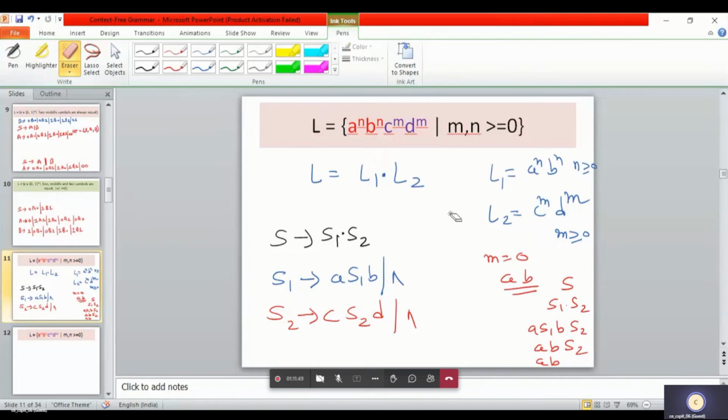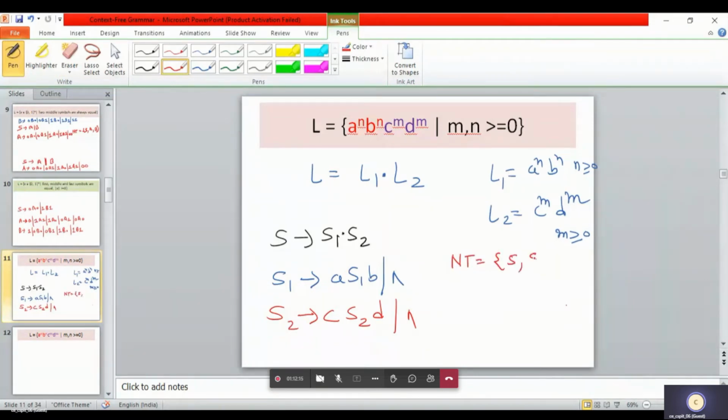So I hope this grammar is clear, how we are generating this grammar, that it is a concatenation of two different languages, L1 and L2. For L1 we are writing S1 gives A S1 B or null. For the L2 language we are writing S2 gives C S2 D or null. So in this also we have three non-terminals, that is S, S1 and S2. We have a total of 5 rules.